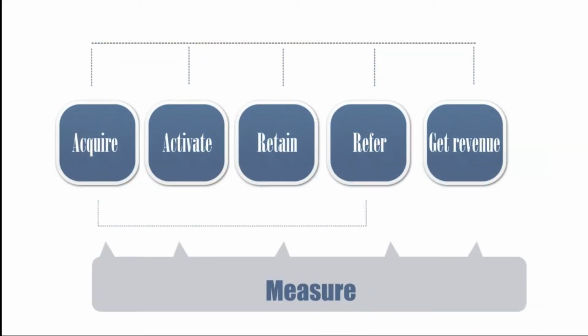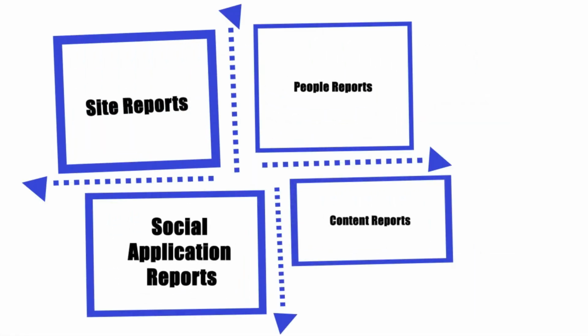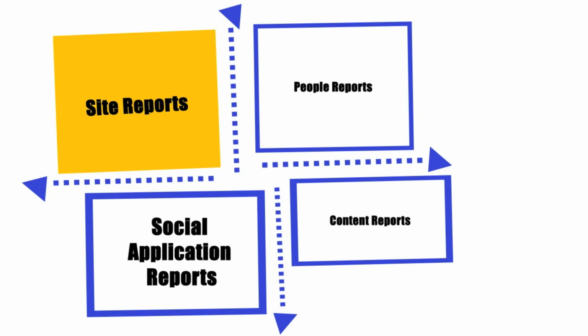Lastly, OpenText Web and Social Analytics provide a complete set of predefined reports and custom reporting functionalities that enable users to completely understand how their sites and social communities are performing. Let's take a look at the 4 types of reports we can use: site reports, social application reports, content reports, and people reports. The first one is site reports, which focus on information about how users visit the site.